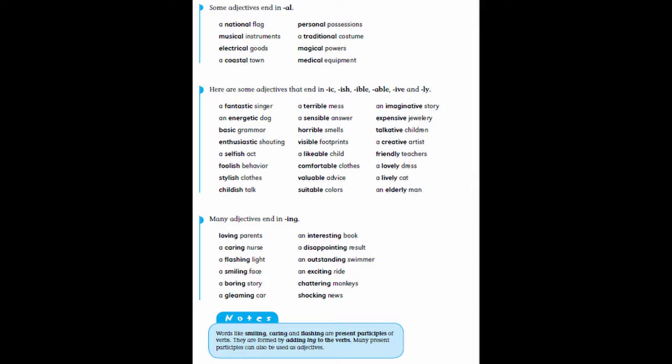So there is a note here. Words like smiling, caring, and flashing are present participles of verbs. They are formed by adding ing to the verbs. Many present participles can also be used as adjectives. So now if you don't know what the present participle tense is, just Google it, figure it out. If you can't understand it, bring it to me. And then once we reach tenses, once I'm done with adjectives, adverbs, and all of that, then you can understand what it means, right? But by now you can just read up upon the present participle. It's not that difficult. You can just read up on it and you'll understand what it means and what it does and what the rules are, etc.